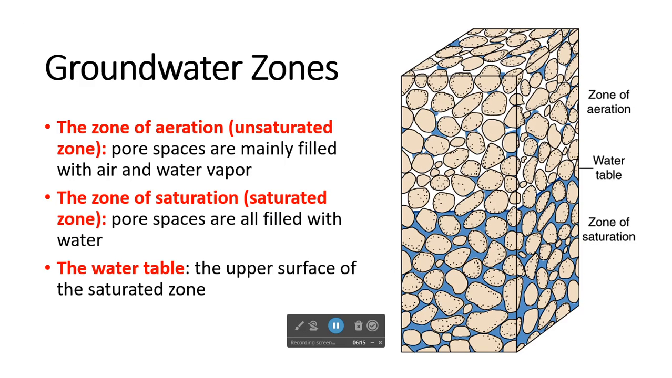There are different zones in the groundwater, and I've mentioned this already. So there's the zone of aeration where it's unsaturated and the pore spaces are mainly filled with air. In the image on the right, that's at the top. And then there's the zone of saturation, which is where the pore spaces are filled with water. And then the water table, which you might have heard that term before, is just the surface or the line where those two zones connect. So the upper surface of the saturated zone.